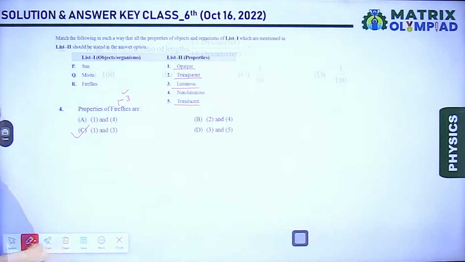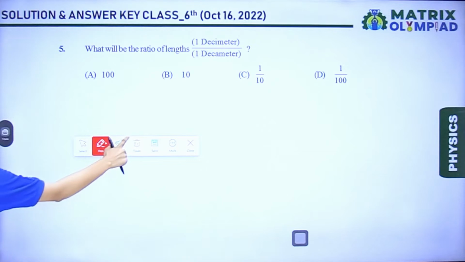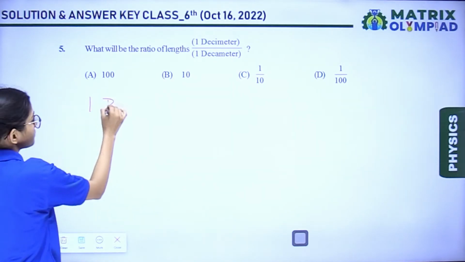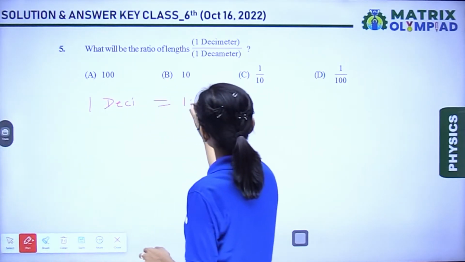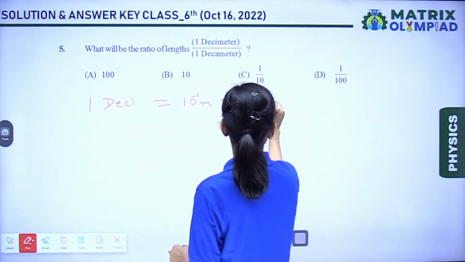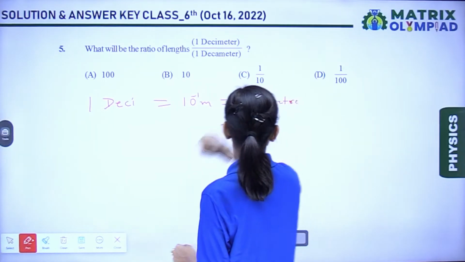So for the fourth question, our C option will be correct. Next, we have to tell the ratio of 1 decimeter and 1 decameter. In 1 decimeter, how many meters are there? In a decimeter, there are 10 to the power minus 1 meter, or I can say there is 0.1 meter. Yes or no?